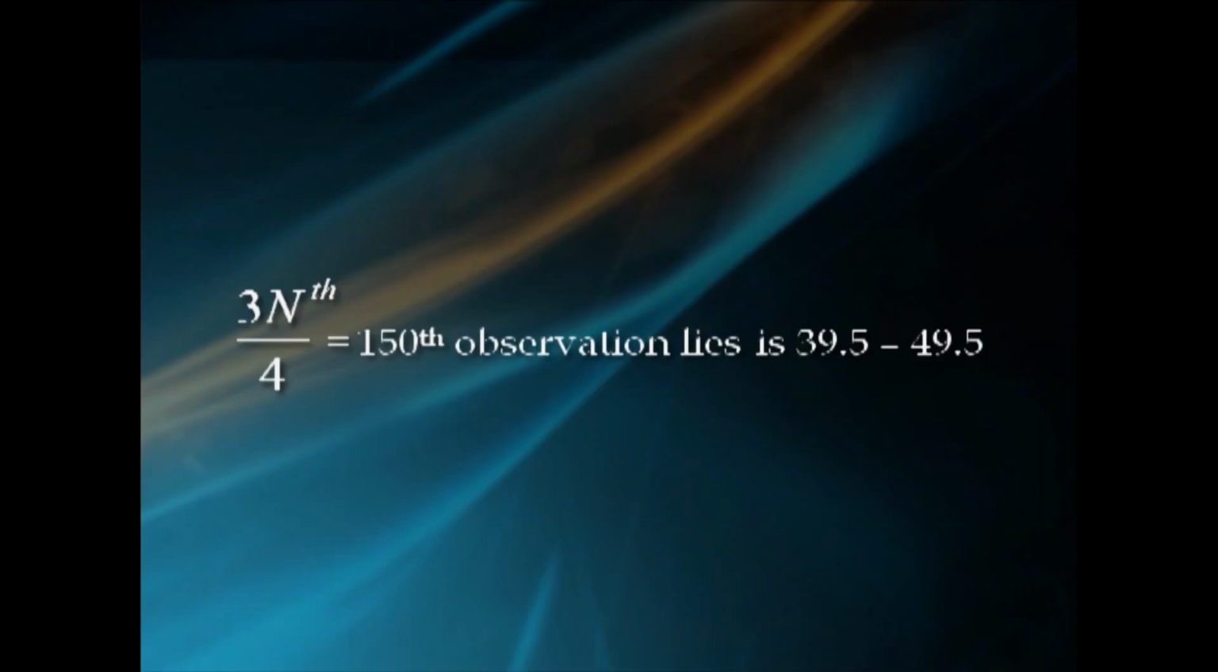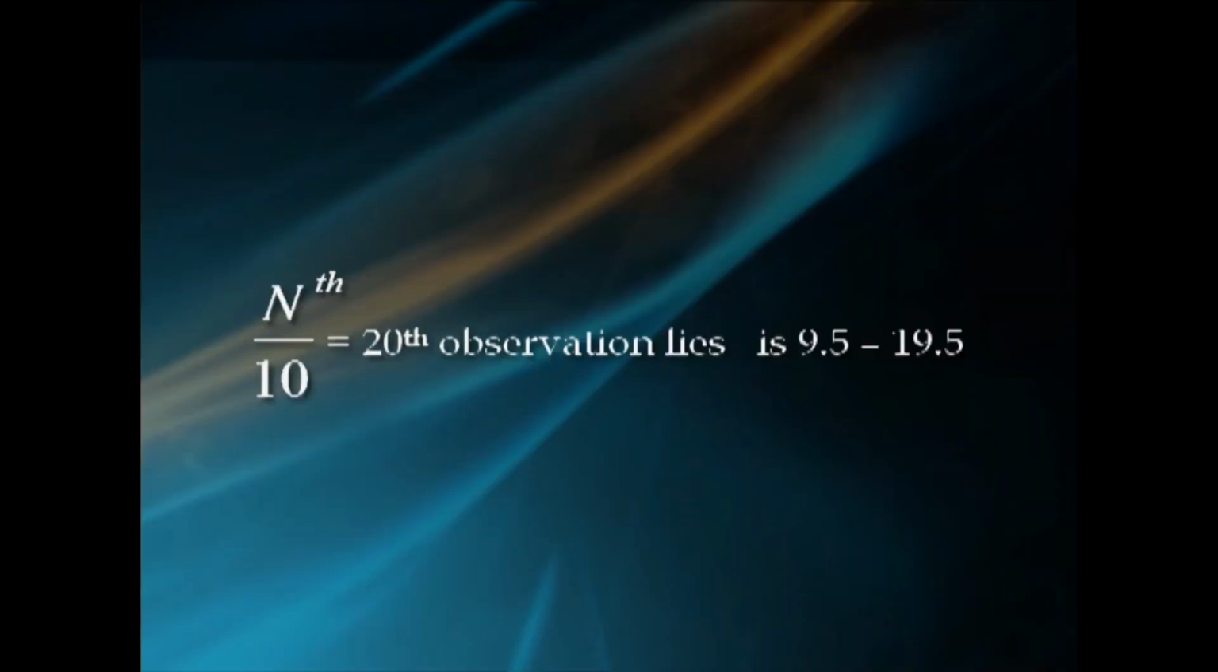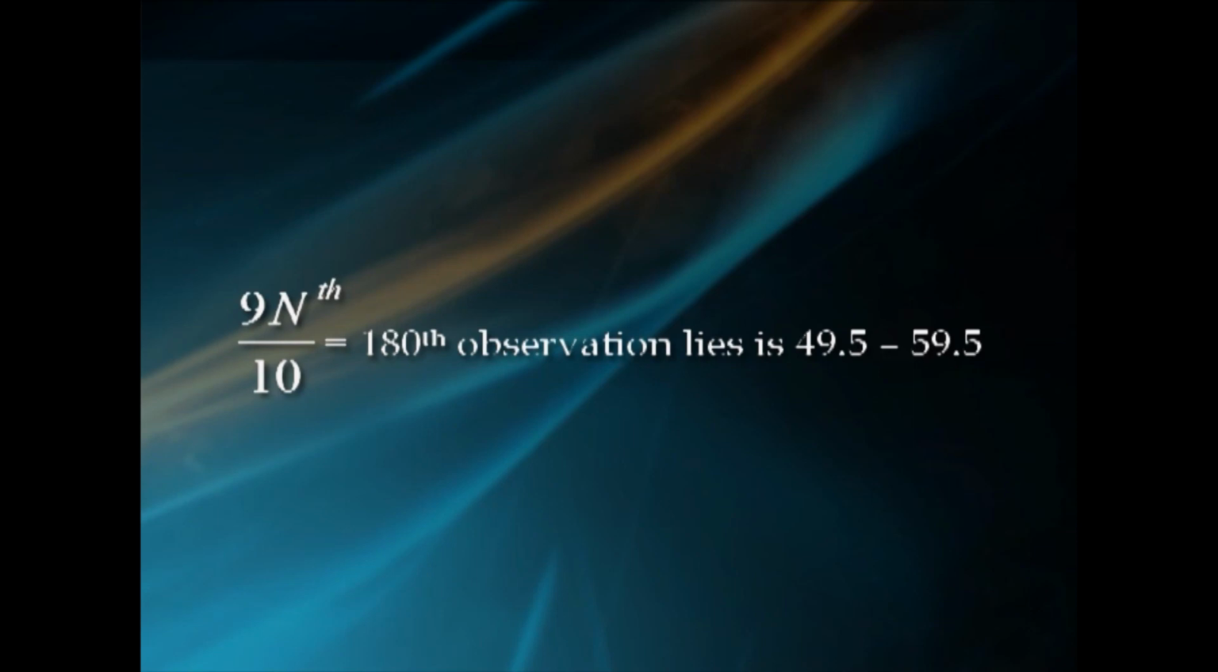Class in which 3N by 4th, that is 150th observation lies, is 39.5 to 49.5. Class in which N by 10th, that is 20th observation lies, is 9.5 to 19.5, and class in which 9N by 10th, that is 180th observation lies, is 49.5 to 59.5.